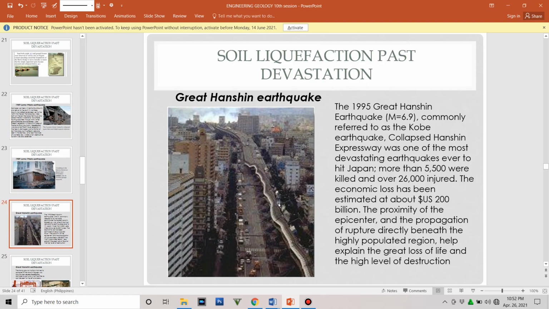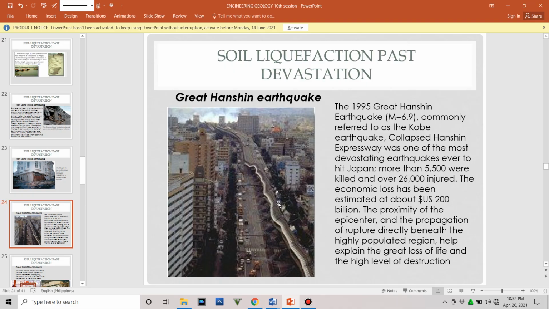So the Kobe quake was a result of an east-west strike slip fault where the Eurasian and Philippine plates interact. So again, it lasted for 20 seconds. So yung magnitude nito is 6.9, 7.3 on the Richter scale. Okay? So 30,000 yung injuries because of this.